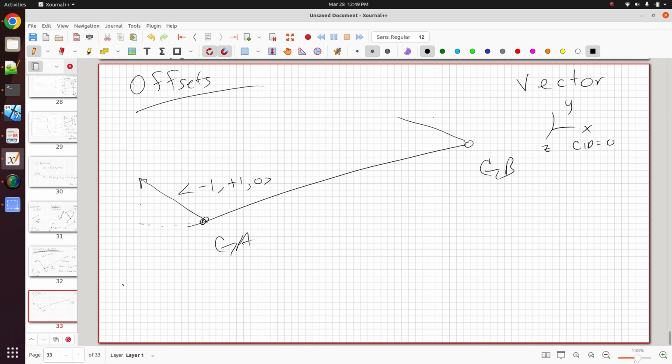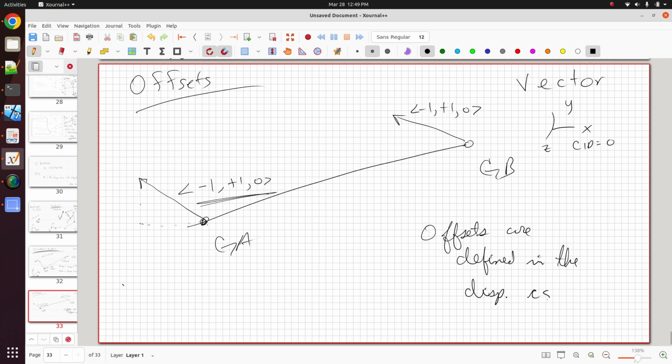And we'll use the same vector for the other end. So -1, +1, and 0. And these vectors are defined in the displacement coordinate system for GA and GB. I'll talk more about the displacement coordinate system in a moment. So offsets are defined in the displacement coordinate system CS.